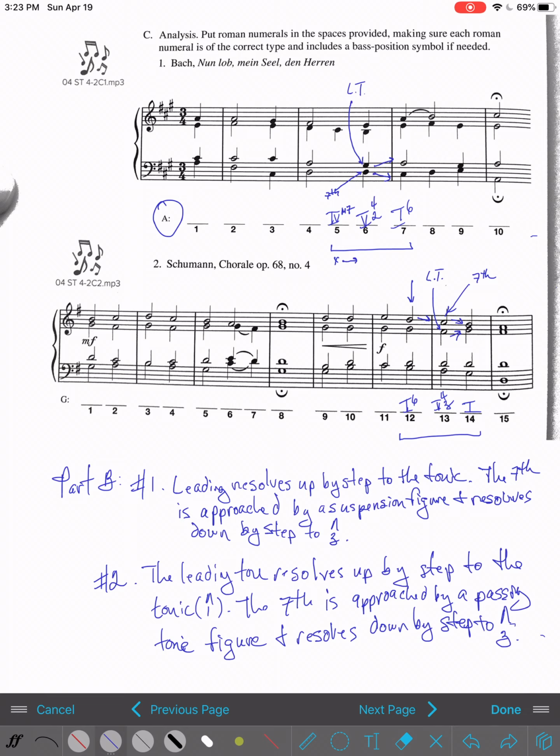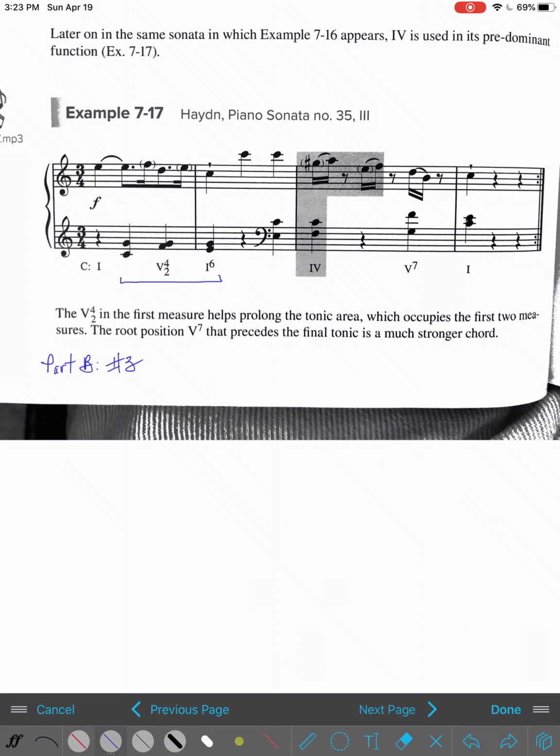So we'll just move on right to the next page, where it's part B, still number 3. Again, this is very similar to what's on page 113 in your book, pages 113 and 114 for that matter. So let's keep on keeping on. What we're looking at is what's under this bracket right here. So what happens to the leading tone? Is there a leading tone? What's the answer to that question?